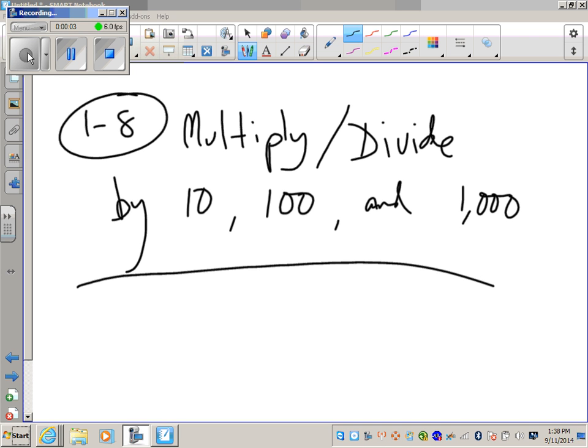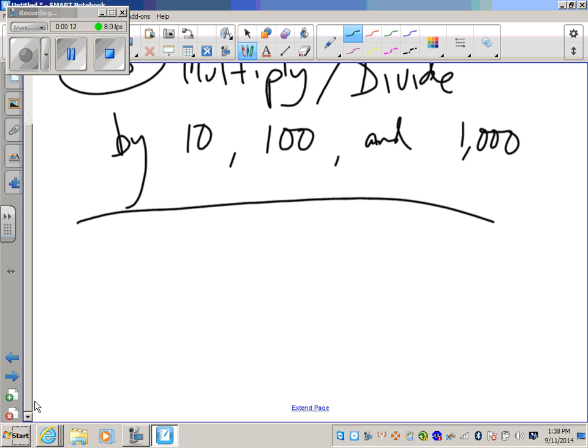Multiply and divide decimals by 10, 100, and 1,000. Okay? Now, as a general rule, usually when you multiply, what happens to the value of your number? Right, so if we take a look at what happens when we multiply, usually our number gets larger, and our number gets larger by moving our decimal where? Right, correct.